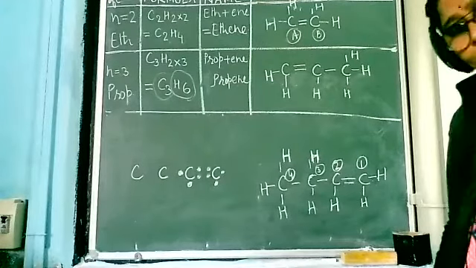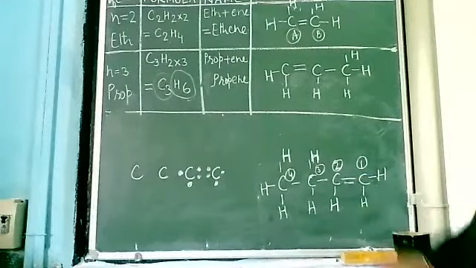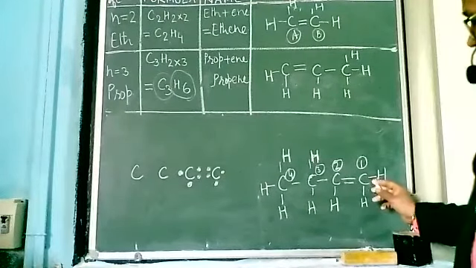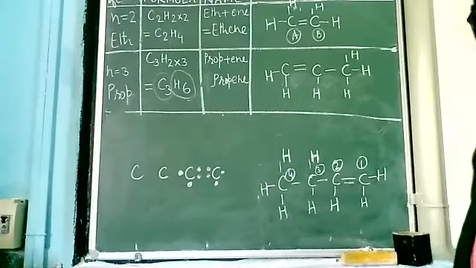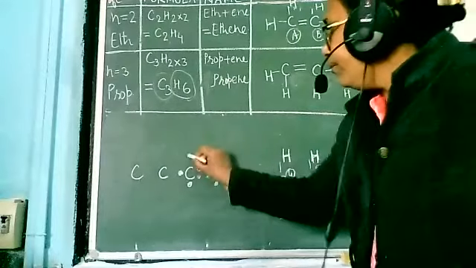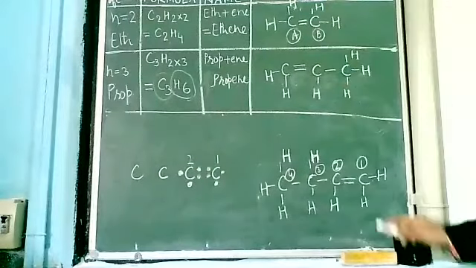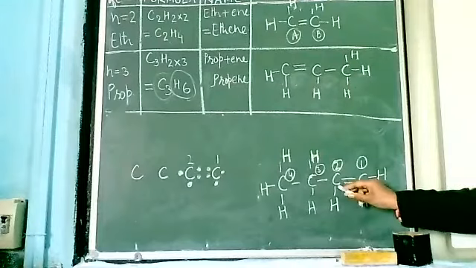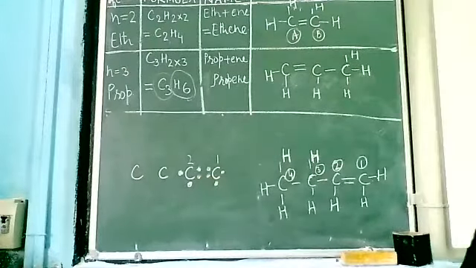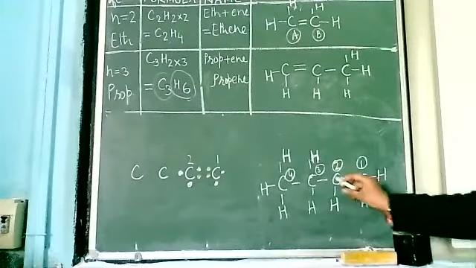Yes, ma'am. Now second carbon को देखो. How is it sharing? With the first carbon, it is sharing 2 electrons. So I have written 2 electrons with the first carbon. Yes, ma'am. It is sharing 1 electron with hydrogen at the bottom. So I have written 1 electron here. Clear? Yes, ma'am. Now tell me third.